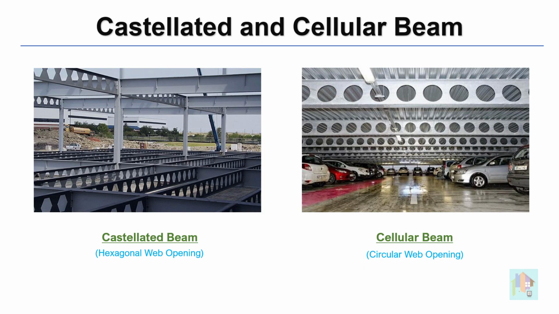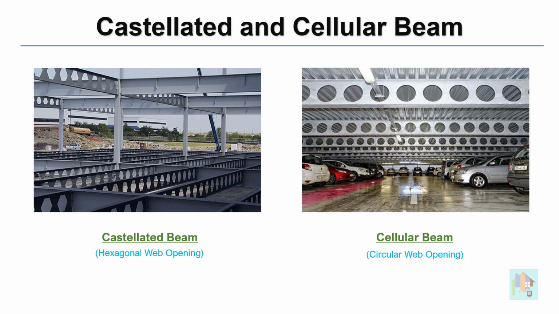By the way, castellated and cellular beams are technically the same. There is not much difference except the hole type. For castellated beam, the holes are hexagonal, and for cellular beam, the holes are circular. Also, beams with several other shapes of hole are manufactured, like elliptical or rectangular hole, depending on the site requirements. In this video, I'll focus only on beams with hexagonal and circular holes.